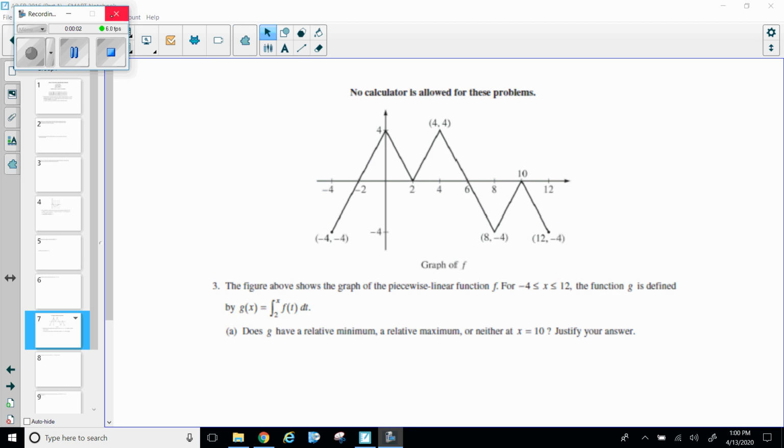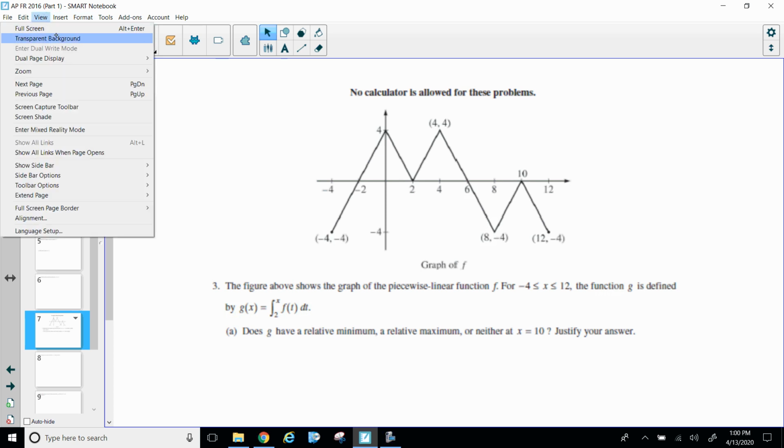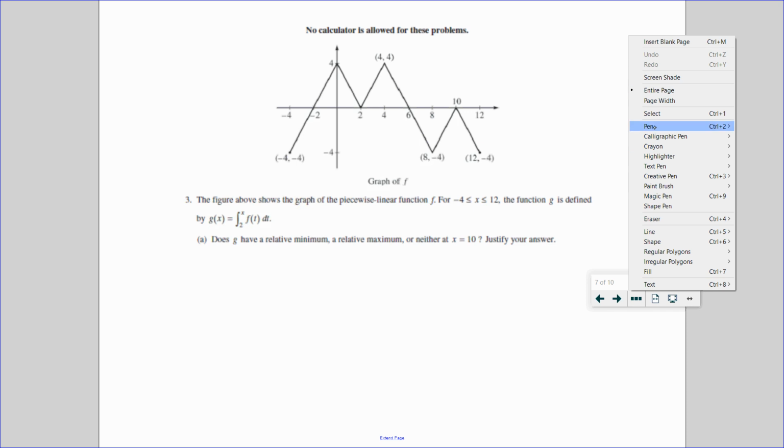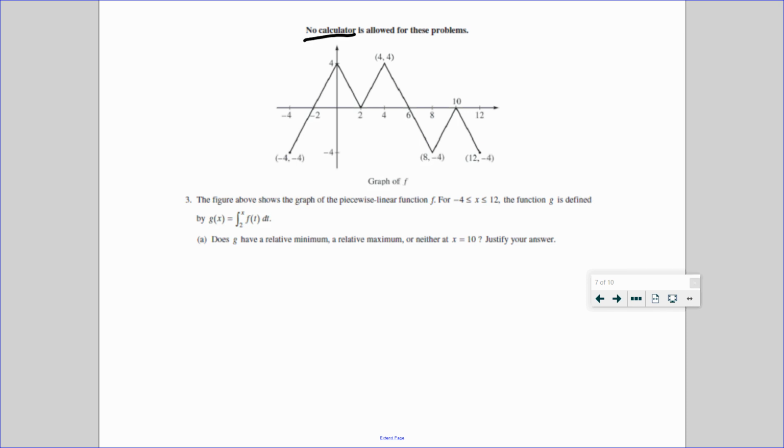All right, welcome back to part 3 of the 2016 AP exam. Now this question, question 3, was non-calculator. We can tell it's non-calculator because it says so right up here. Let's take a look. They're giving us this figure above, and it's a piecewise function for f on the domain -4 to 12.